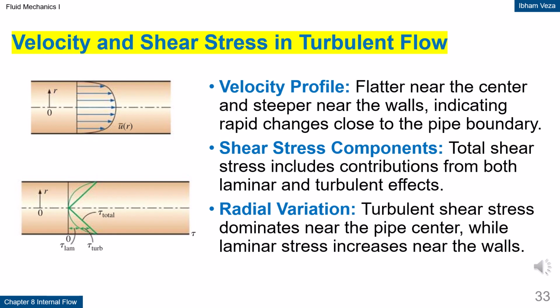Velocity and shear stress in turbulent flow. The velocity profile in turbulent flow is flatter near the pipe center and changes very steeply near the wall. The total shear stress consists of contributions from both laminar and turbulent effects. Near the pipe center, the turbulent component is dominant. Near the wall, viscous effects become more important and increase the velocity gradient. This distribution explains why turbulent flow has high friction.